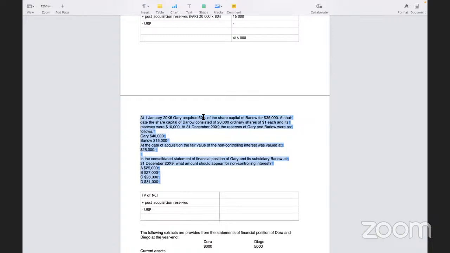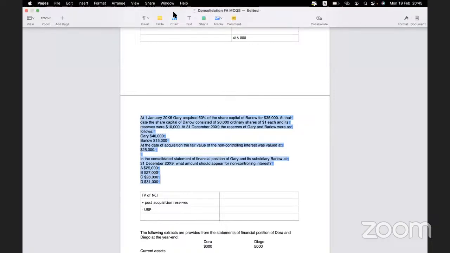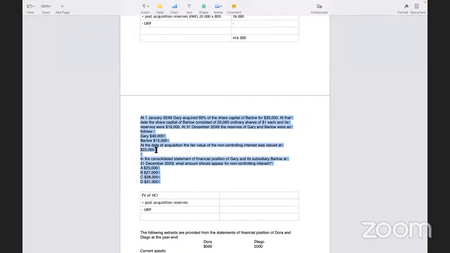Okay, right. Done. Same type of question, but different values they have given. Now, to calculate the NCI, what's the first thing that you need? Fair value of NCI. Now, go through the question and see what's the fair value of NCI. They would have given it somewhere. Here, at the date of the acquisition, fair value of the non-controlling interest, 25,000. First mark that one over there, 25,000.